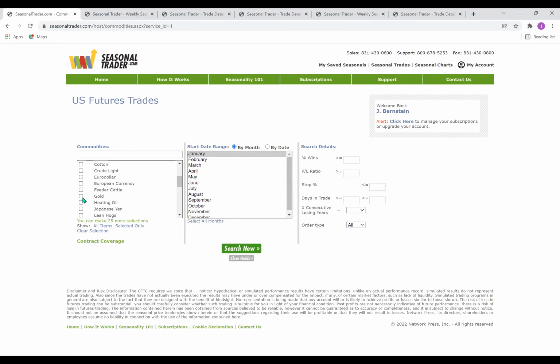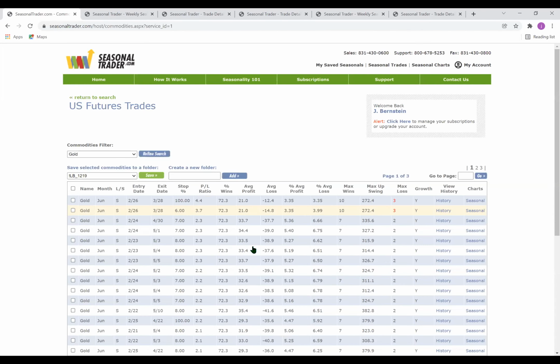And we're going to ask the question, are there any high probability trades in gold in February? We're not going to fill out anything over here. We're simply going to ask the question, is there anything in gold high probability in February? Let's do a search. Oh, yes, the computer found some trades. On the short side, selling June gold, February 26th, getting out March 28th. This trade would require a stop of 100%, or in other words, no stop.